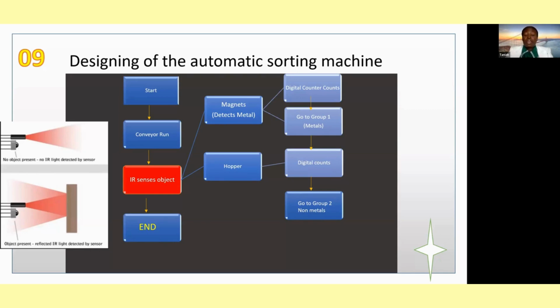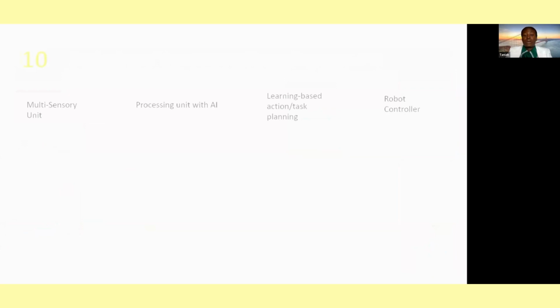The magnet will create a magnetic field to attract all the metallic waste from the construction and the demolition activities. And the remaining waste is going to be taken to the hopper. This one will take all the non-metals like the concrete, the plastics, the bricks, and then they are going to be grouped in group 2 as the non-metals, and we have group 1 as the metals.